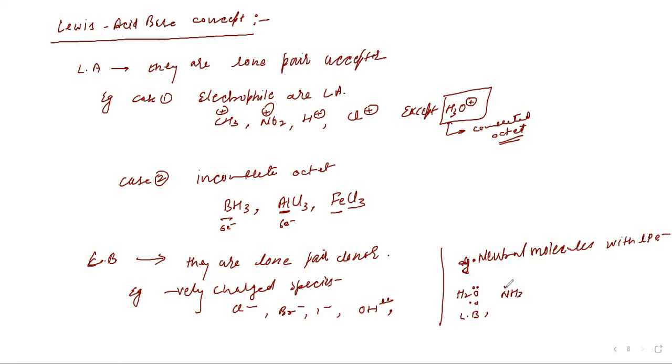NH3. This is what? Lewis base. Anything you can write. PH3. Lewis base. Neutral molecules having lone pair electron, they are also capable to donate lone pair electrons. So they are going to be Lewis base. Can you understand this?